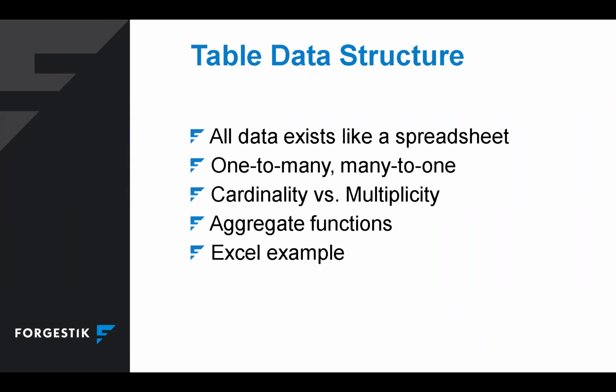Cardinality versus multiplicity. I don't know if I'm using them in the exact traditional data science way, but cardinality versus multiplicity is the number one thing you need to understand, and I'll show you that in the Excel example, where if you join a table that is a one-to-many join, you are going to have many more rows than you want. So that's what I'm going to show you in just a second. And then you can use aggregate functions to combine those, and I'll jump into my Excel example here.